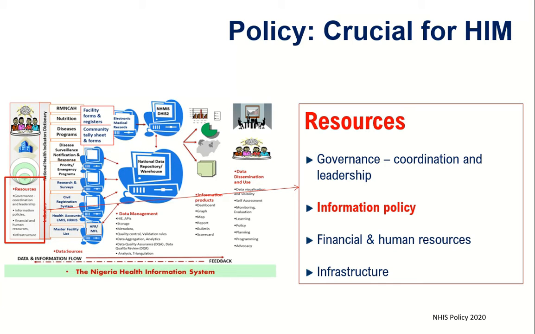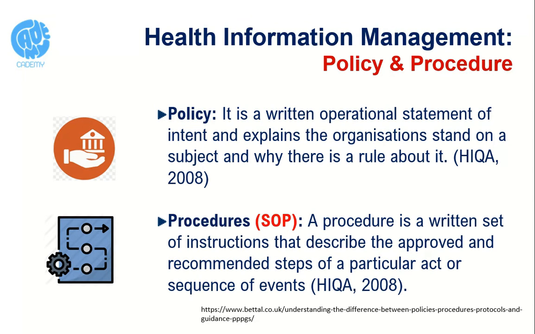Okay, so other resources in health information system require finance and human resources, and then the infrastructure. But we are picking the policy as a key component of the health information system that is within our purview. We'll have to learn about it. We want to know how to develop one and what it looks like. So we say a policy is a written operational statement of intent, and it explains the organization's stand on a subject and why there is a rule about it.